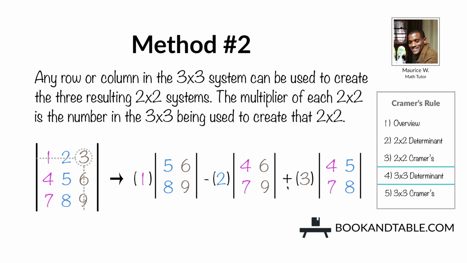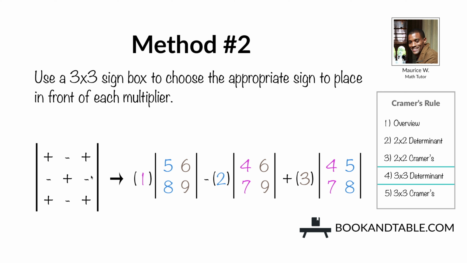Now the sign in front of each 2x2 is determined by a sign box, like this one here. So we want to use a 3x3 sign box to choose the appropriate sign to place in front of each multiplier. So since we eliminated row 1, we want to use the signs in row 1. Positive 1 was in row 1, column 1. So since that's a positive sign, this would be positive 1. The multiplier 2 was in row 1, C2. So we put a negative in front of that 2. And the next sign is positive. So we place a positive in front of the 3.